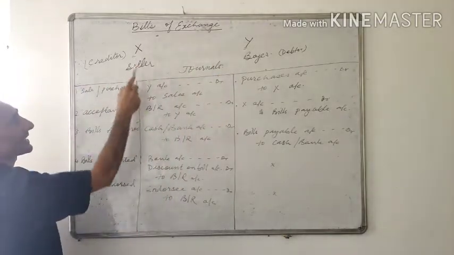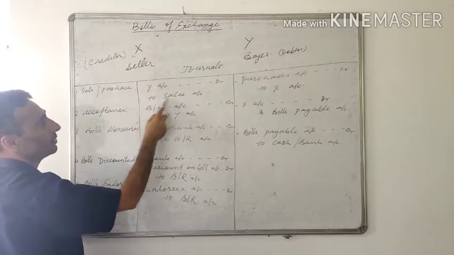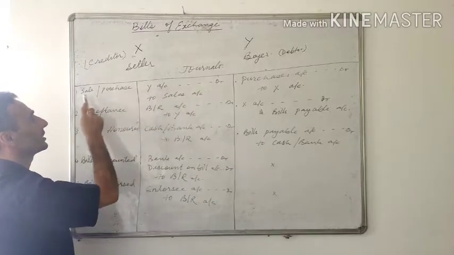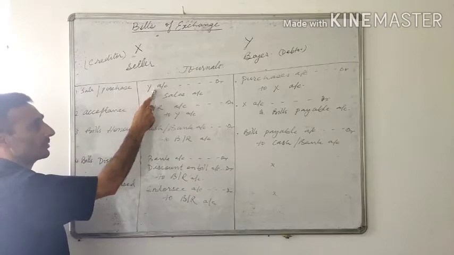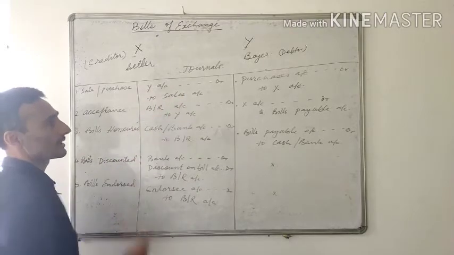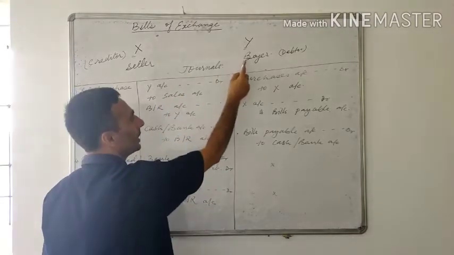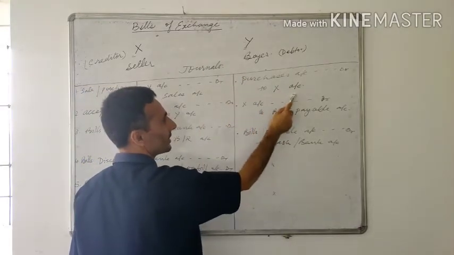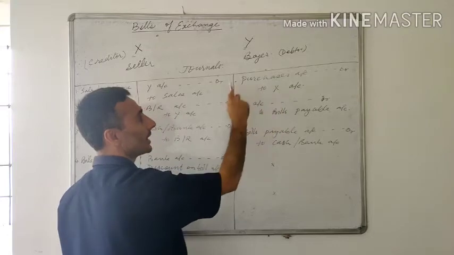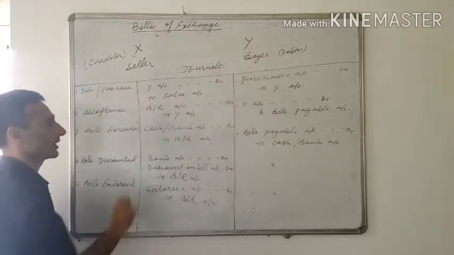So in the books of X, Y account debit to sales account, because here X is selling to Y. Debit the receiver, Y is receiving, so Y account debit to sales account. Similarly, in the books of Y, Y is purchasing, so purchases account debit to X account, because it is purchased from X, it is purchased on credit.